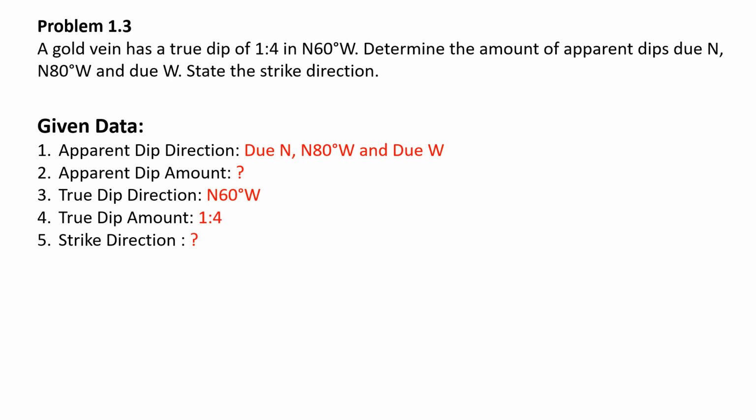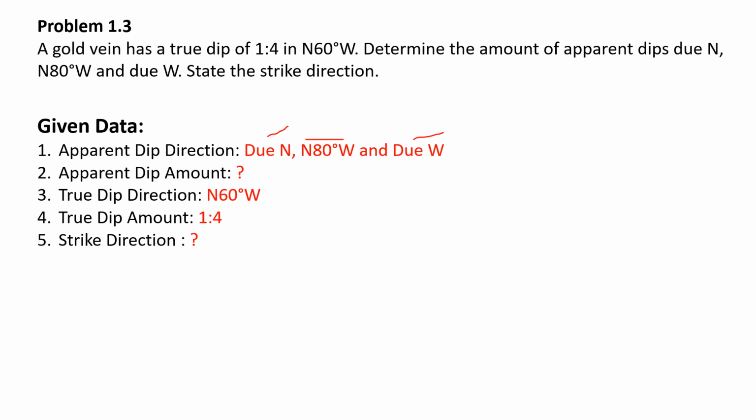In the previous problem they gave only one apparent dip direction. Here they have given three apparent dip directions: due north, north 80 west, and due west, which you have to plot. That's the reason why I have taken this another problem from the same set. So here we have to understand the meaning of due north and due west.